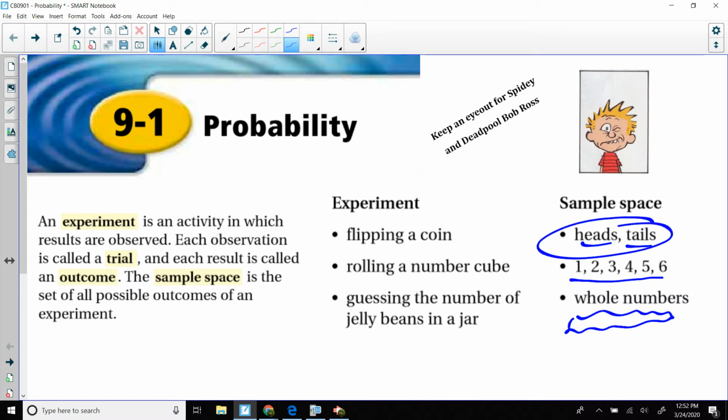But if I had all the ways to flip a coin, that's what's known as our sample space. If I have all the ways to roll a number cube, that's known as the sample space. There's 6 numbers in the sample space. Those are all outcomes individually, but they all make up the sample space. And all the jelly beans in a jar would be your sample space. Once again, an experiment is built up of trials, how many you're going to do. They create what's known as outcomes, and all the outcomes make up the sample space.